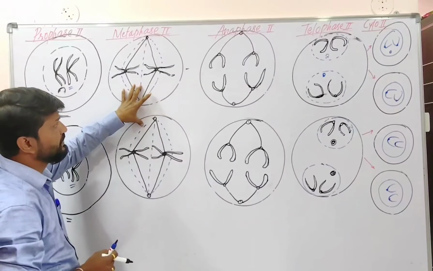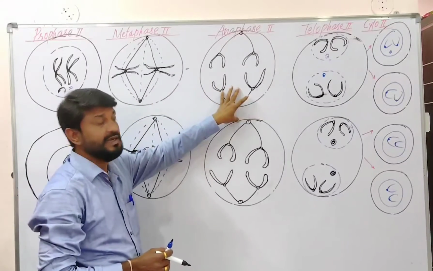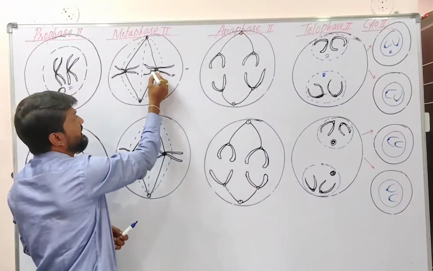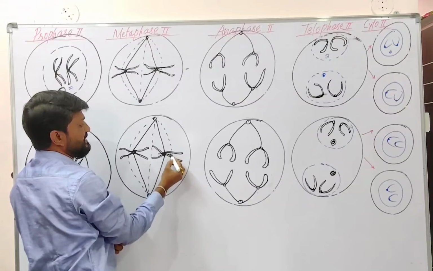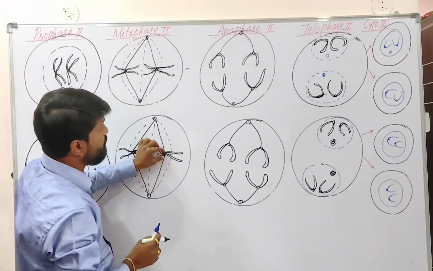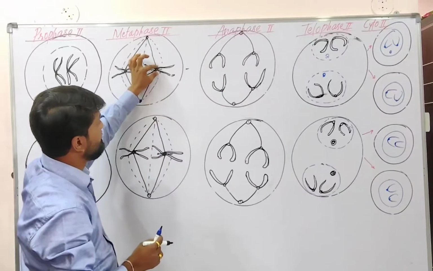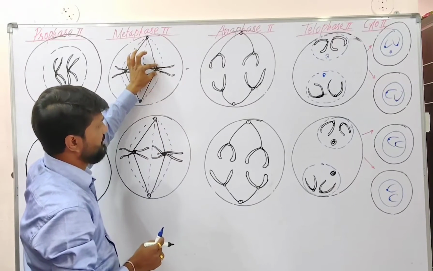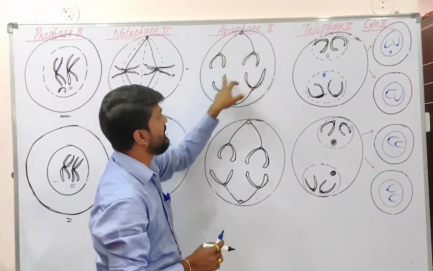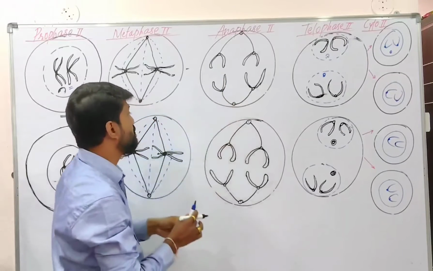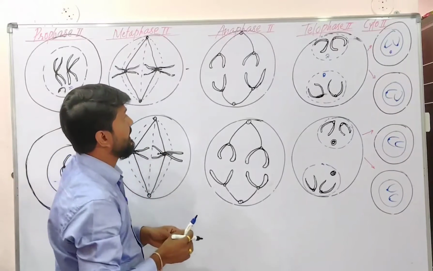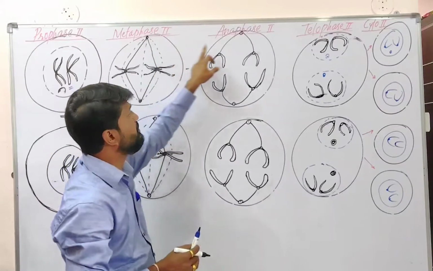After metaphase, students, we know there will be anaphase. During anaphase, what will happen? Splitting. There will be splitting of the centromere, and due to splitting of the centromere, the two chromatids separate, and one moves toward one pole and the other toward the other pole. Due to splitting of the centromere, this occurs, and there is also shortening of the chromosomal fibers.